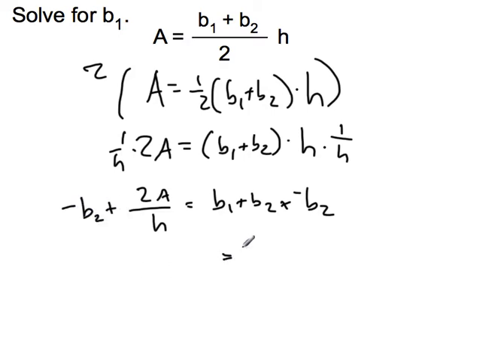So we finally have b1 by itself. And I'm just going to reverse the order of these, make it 2a over h minus b2 is equal to b1. And we have isolated, we have solved for b1. Okay, so that's how you use the addition property of equality and the multiplication property of equality in order to solve for a single variable.